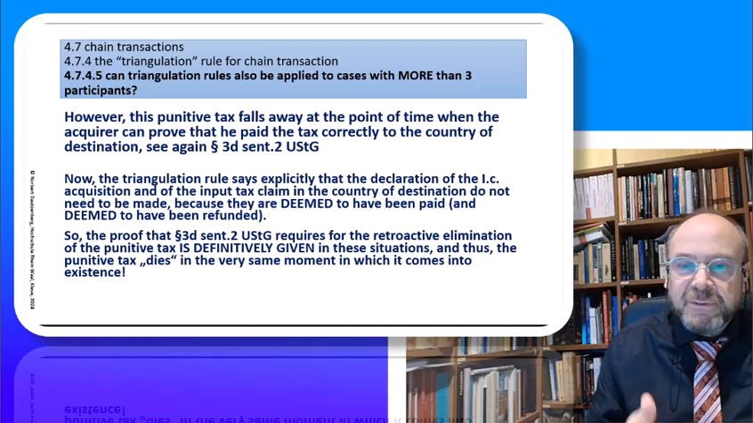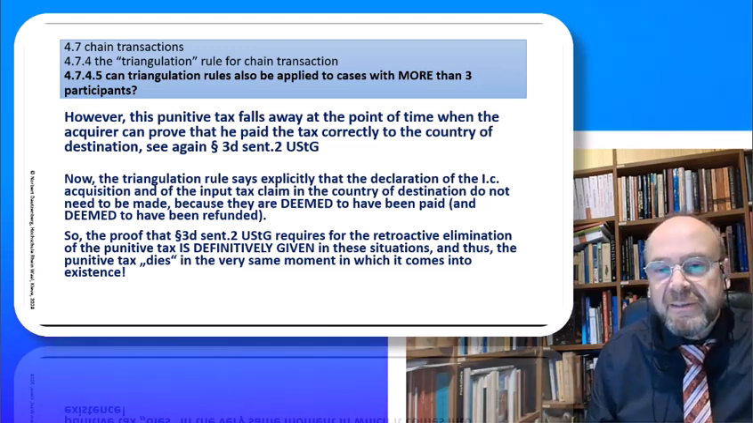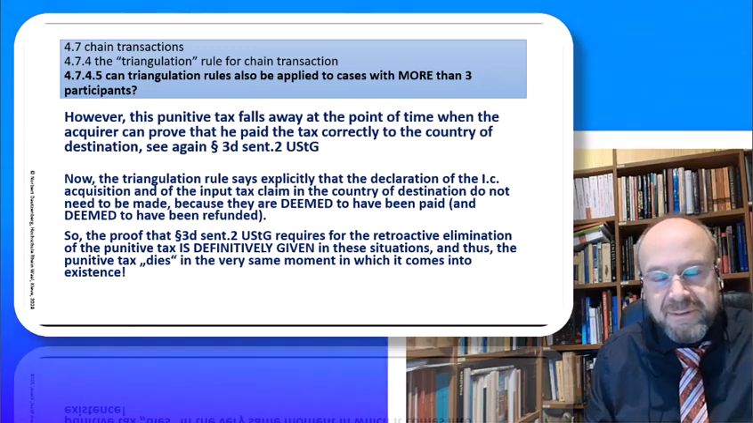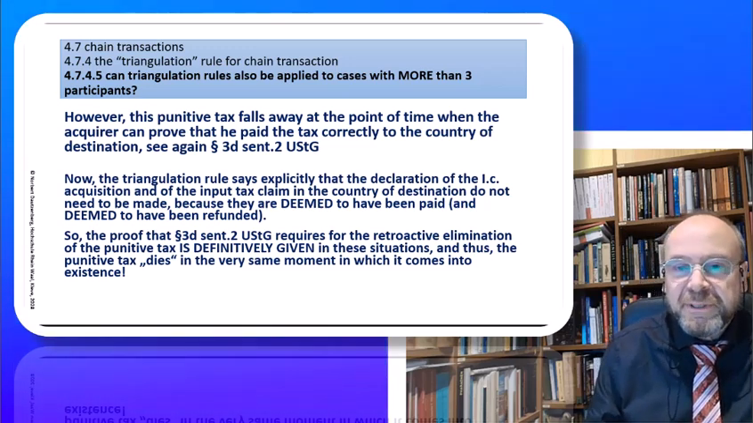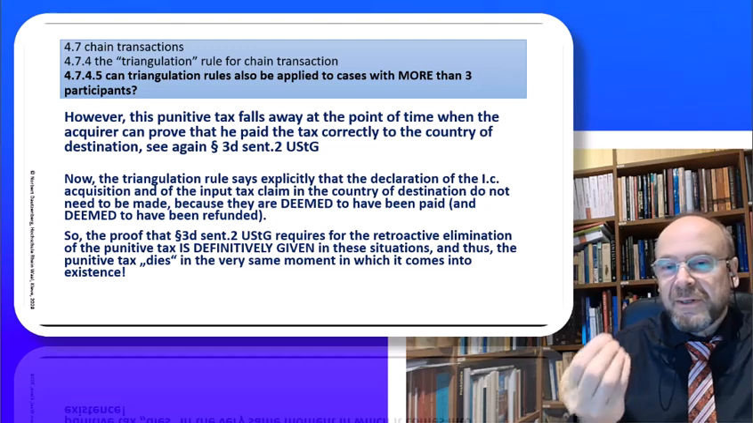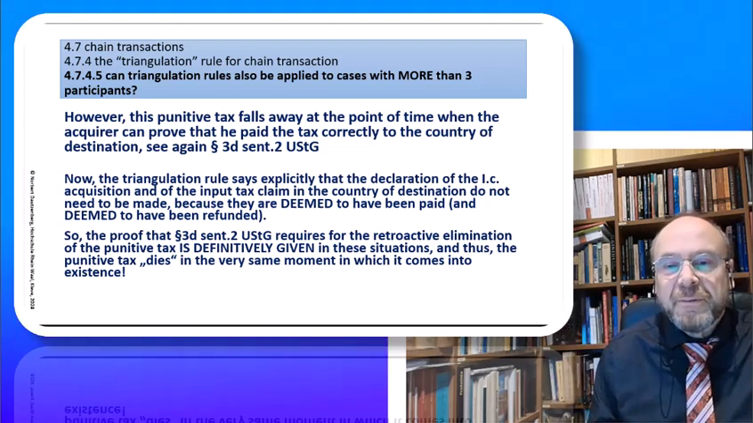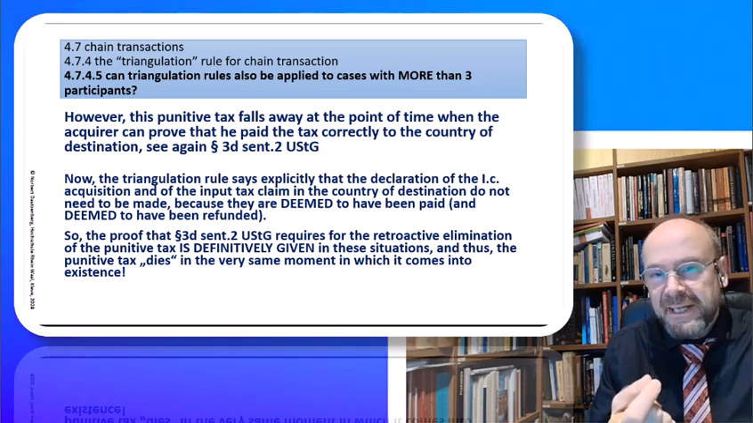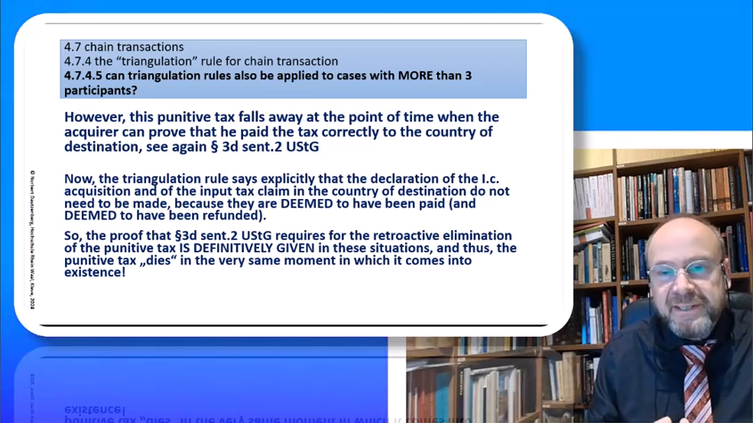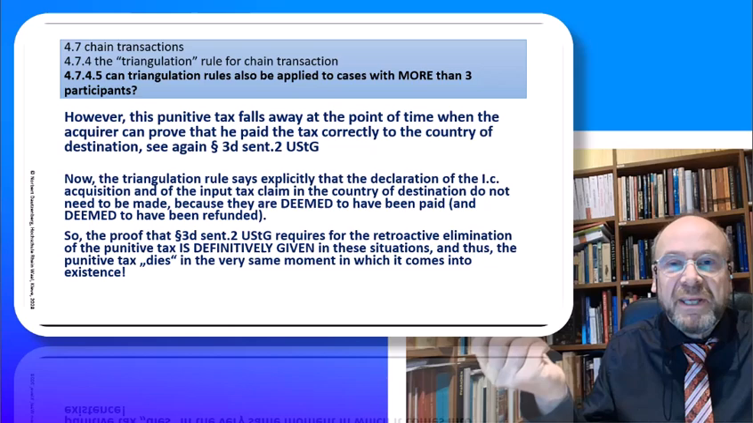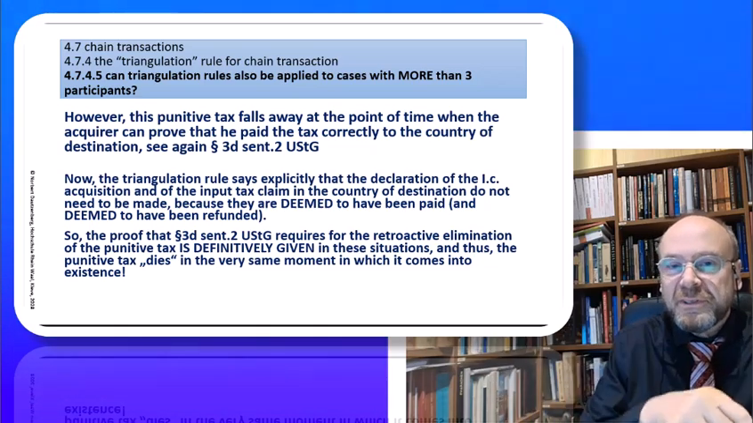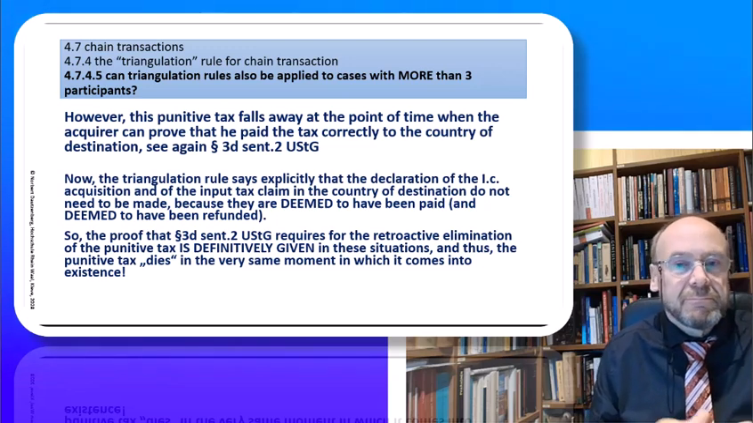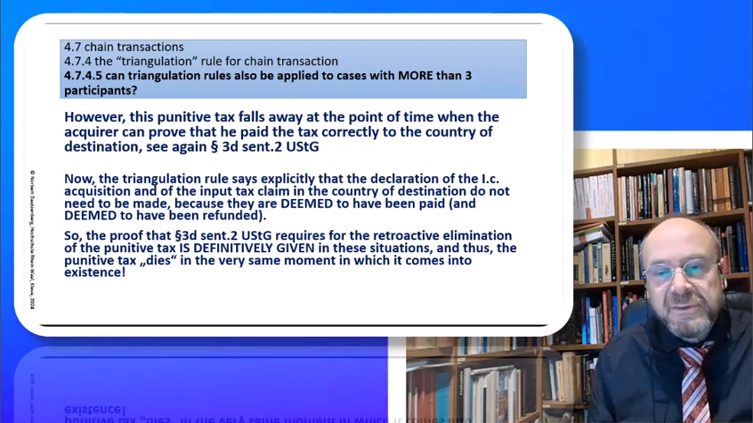Somebody sends a good from Aachen to France, let's say, and the Belgian buyer buys under a Belgian VAT identification number. Officially, that's forbidden. It would trigger a Belgian tax on acquisition. However, as under the triangulation rule, the ICA tax in Spain is deemed to have been paid correctly, the Belgian punitive tax dies a millisecond later again. So that poses no problem.